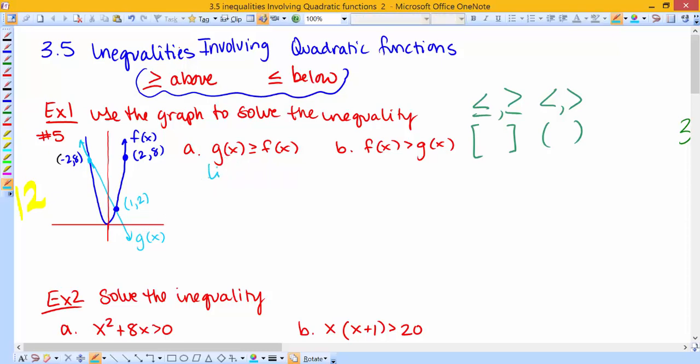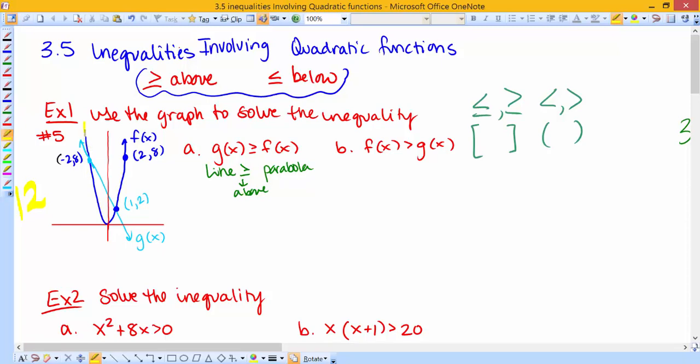So I'm going to write that. Let me change my color actually. G of x is your line. F of x is your parabola. So we want where is the line greater than or equal to, which means above. Where is the line above the parabola?